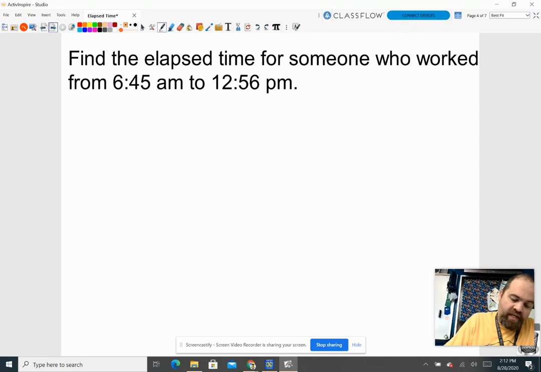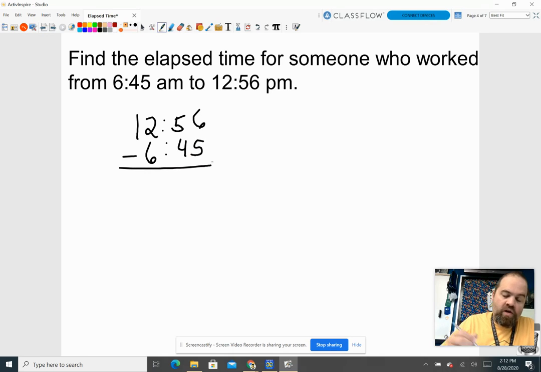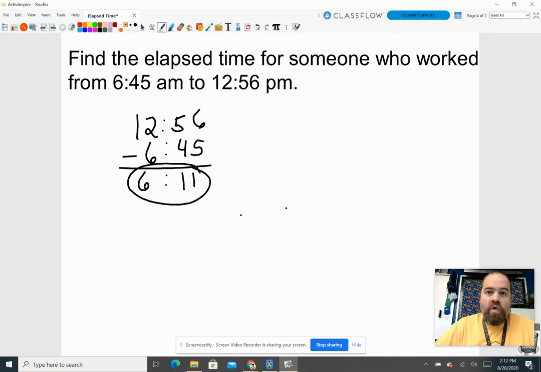So the 12:56 is my later time in this scenario. So I'm going to start at 12:56, that's my later time, and I'm going to subtract 6:45. Again, we're not going to go digit by digit like you would in a regular subtraction problem. We're going to treat the minutes like a column and then the hours like their own column. So I'm going to subtract 45 from 56, that's 11 minutes. And then again in the hours, 12 take away 6, 6 hours and 11 minutes. And if you notice, I wrote the answer as hours and minutes, hours, minutes.